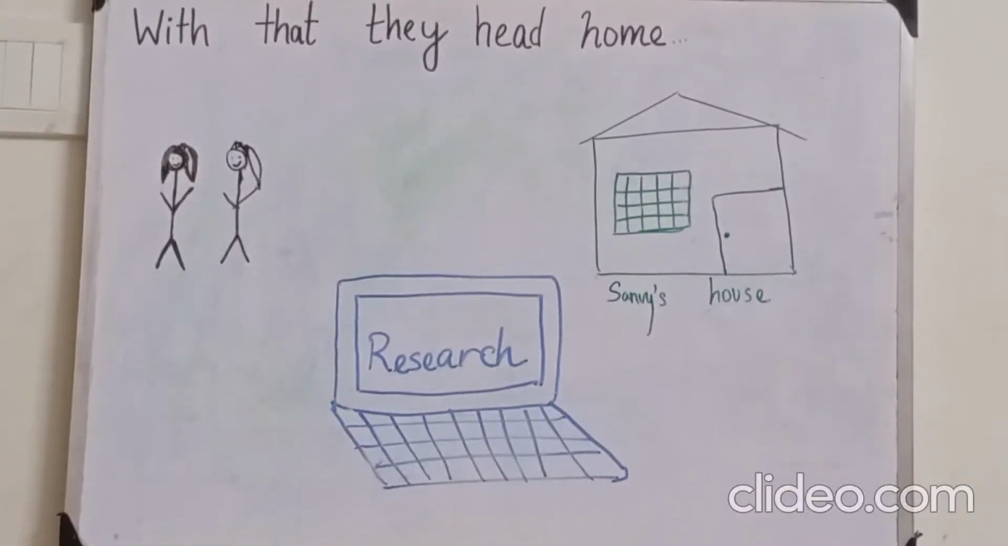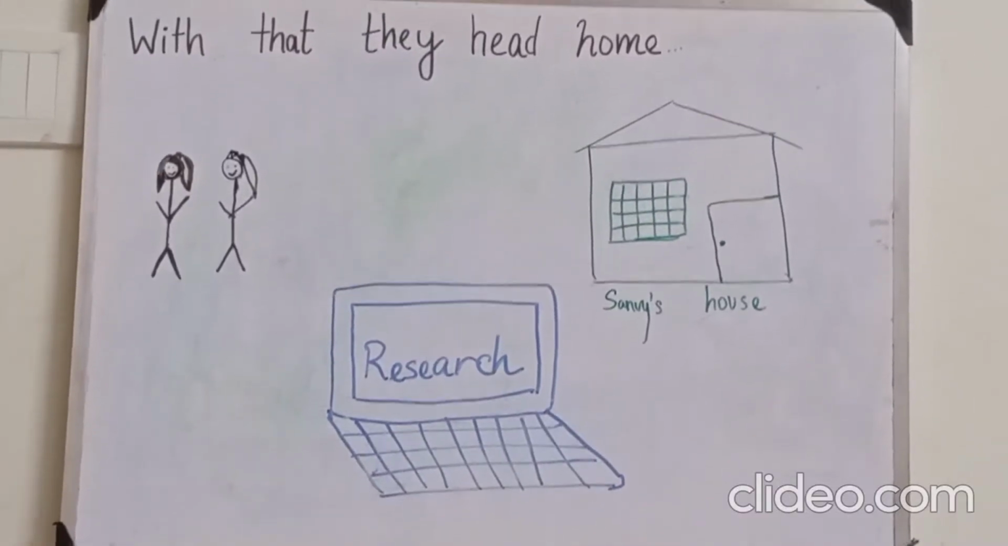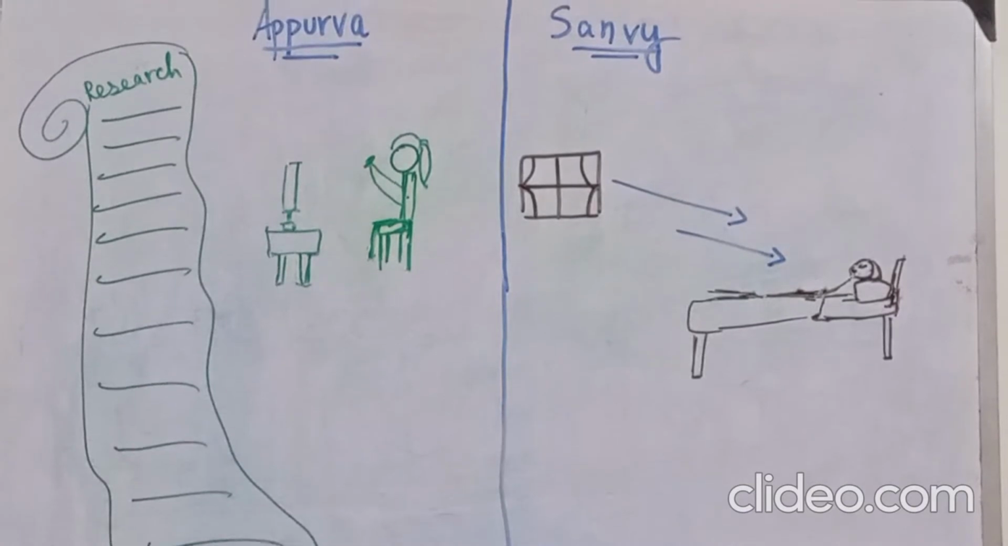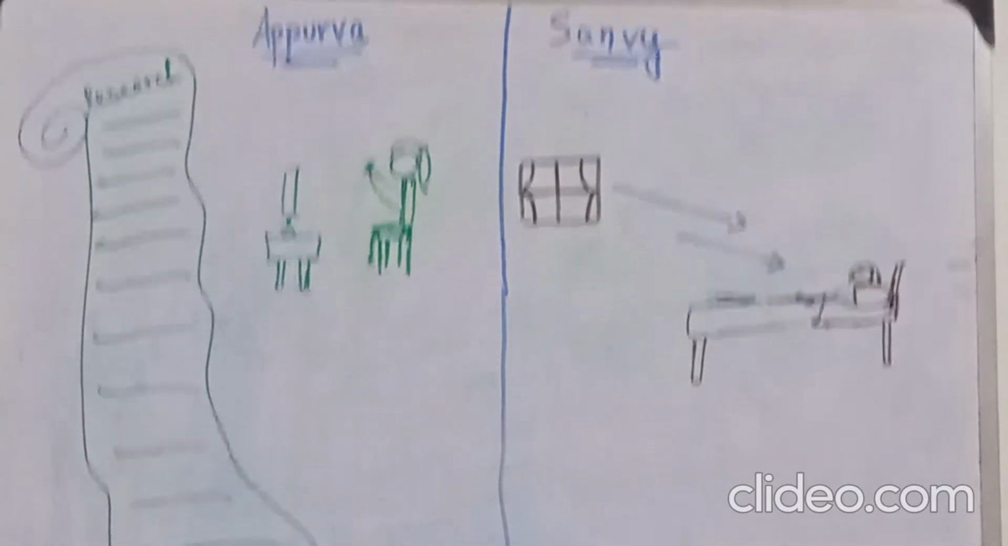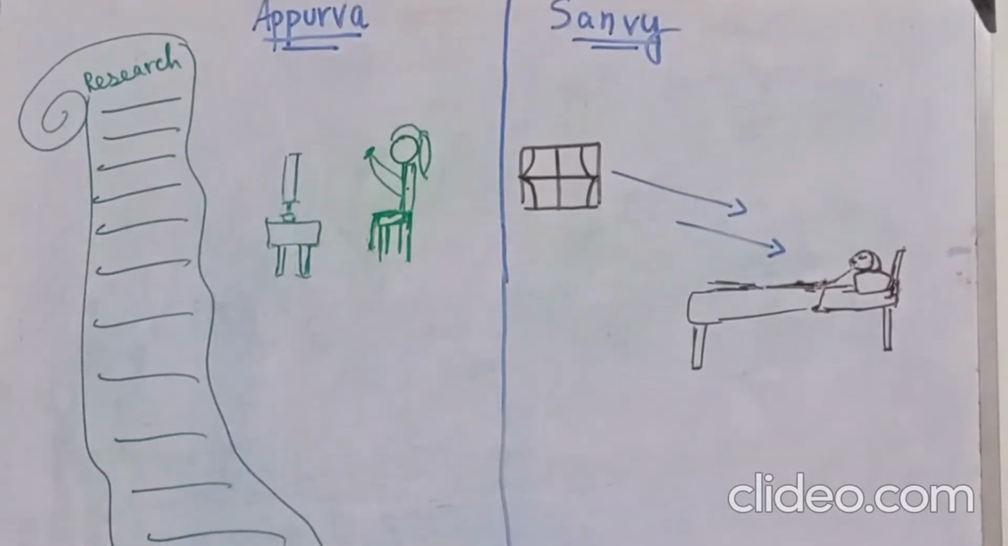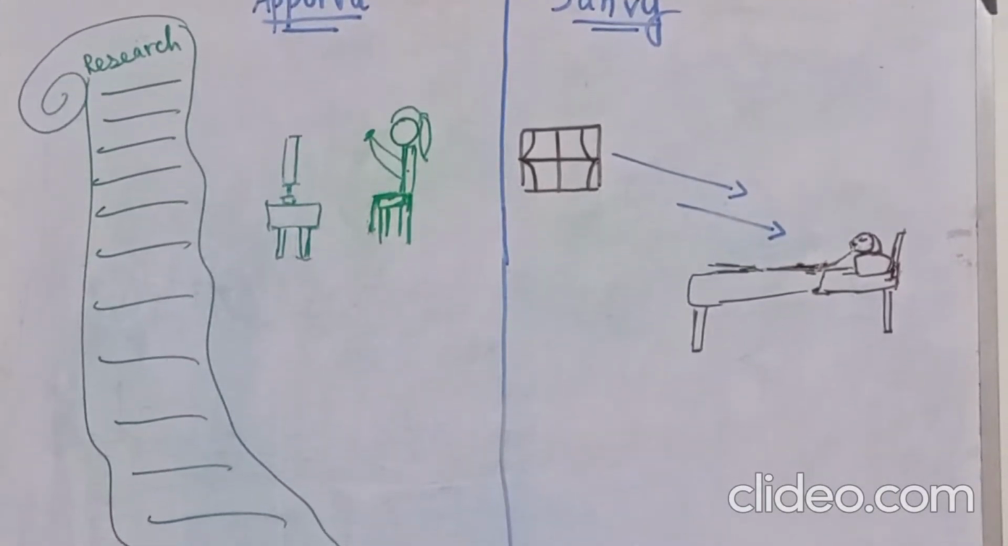With that, they head home and start their research. Now let's peek into Sanvi's house. Non-luminous objects don't give out light. I hope that's enough. Sanvi goes to sleep after that while Appurva spends a lot of time researching and finally gets ready to sleep. The next morning, Sanvi wakes up because of the light coming from her window.